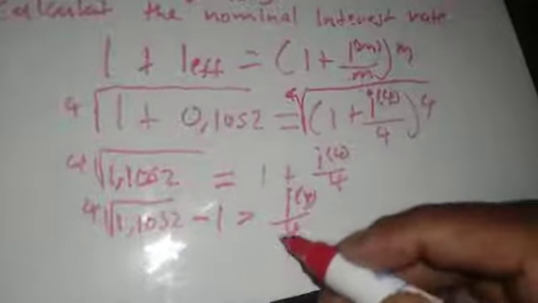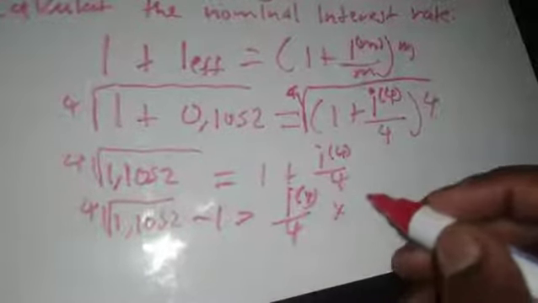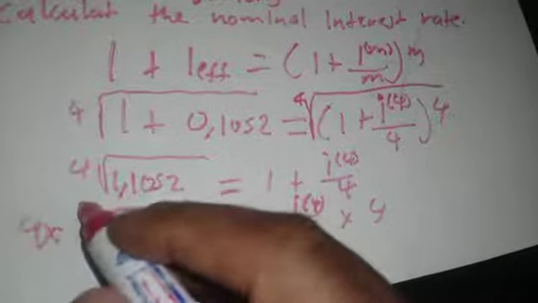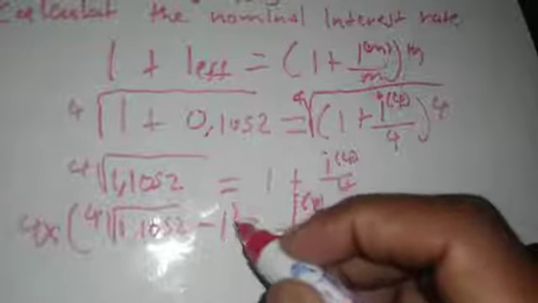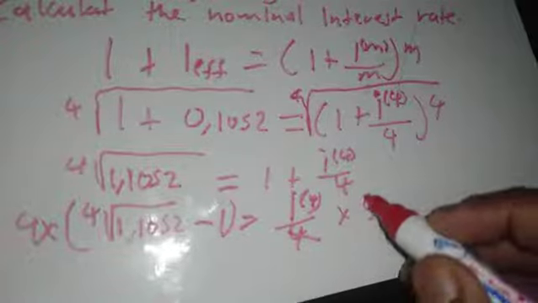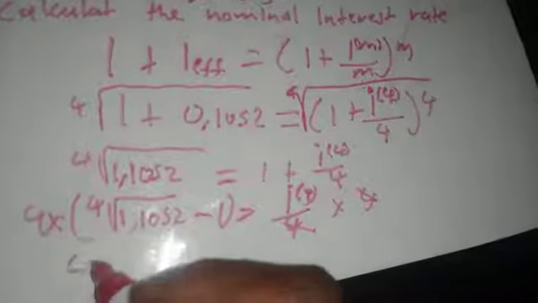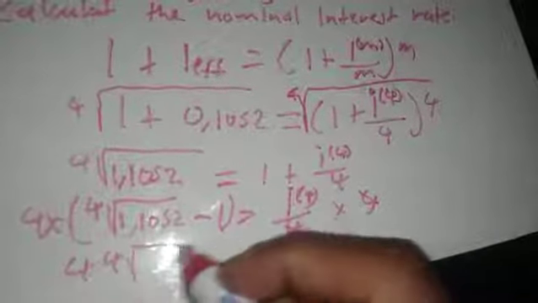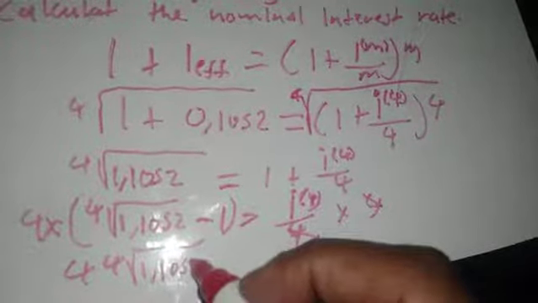Now how do I make that the subject of the formula? Whenever we have a fraction, we can just multiply on both sides. So this 4 is going to multiply the whole thing, and this 4 cancels this 4. Now we're going to have 4 times the 4th root of 1 comma 1052 minus 1.